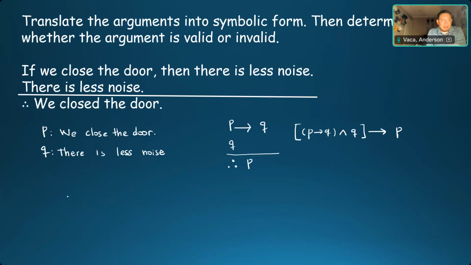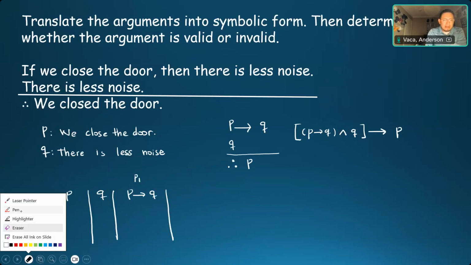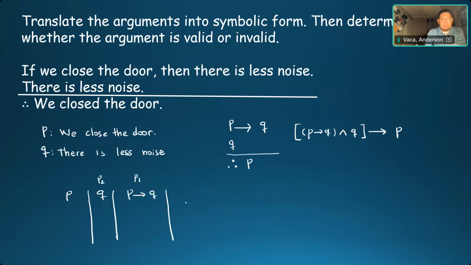All right, let's try this again. Let's put a P, a Q. Let's write out our premises, which is if P, then Q. This is premise 1. For premise 2, there's really no need to write it out because we already have a column for Q. So this is our premise 2.